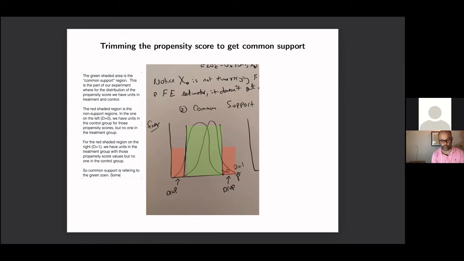And sometimes what people do is drop the red region using either min and max values or some rule. Crump et al. suggest dropping all units with propensity scores less than 0.1 and more than 0.9. Propensity scores, since they are probabilities, must be between 0 and 1.